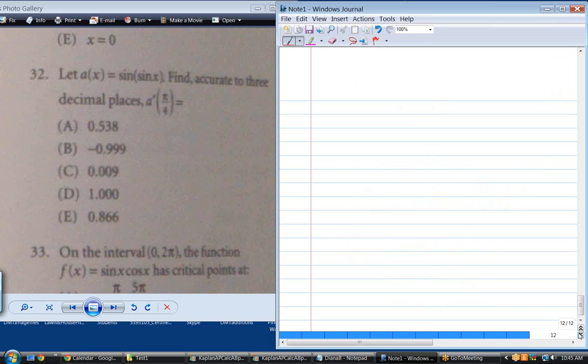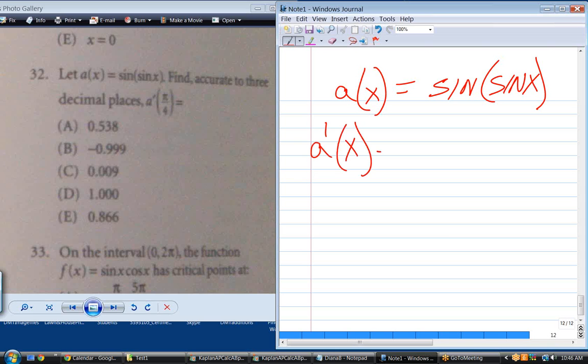They want first derivative evaluated at pi over 4. So our first job is to figure out the first derivative. What is a prime of x? Which rule do we need to use? Differentiation rule. Chain rule? What's your inside? Sin x.